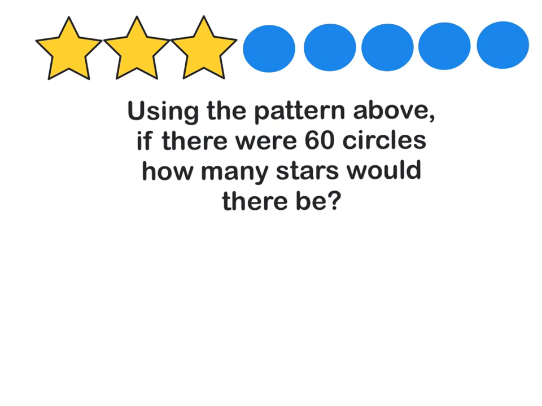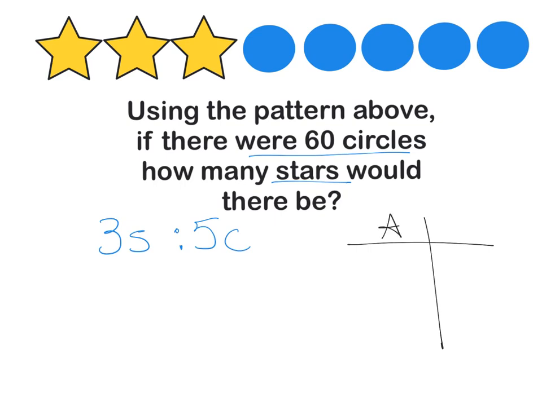Okay, we are still looking at the same pattern in this problem, but I've just changed what we're looking for. This time we're looking, what if we had 60 circles? How many stars would there be? So you're still going to write this ratio of, oh, I have 3 stars to 5 circles. And some of you that are making your tables, because I have several students in my class making tables, you have your stars and your circles, and you can still make your tables. That's completely fine. It still would be 3 to 5.